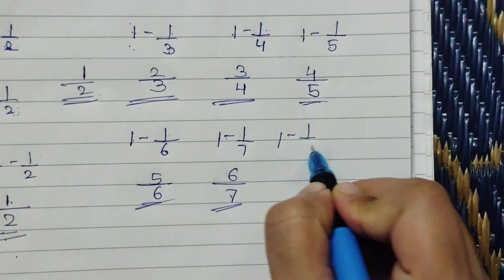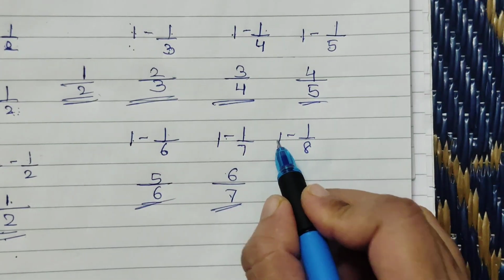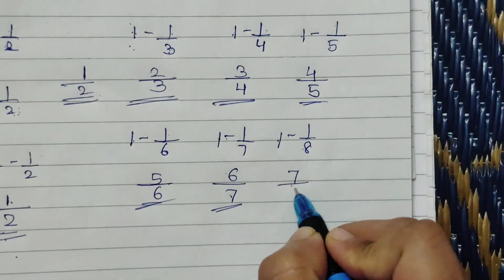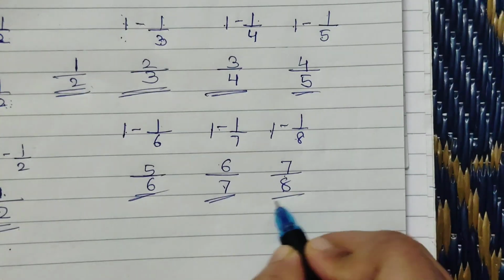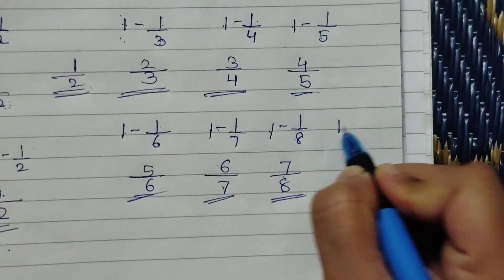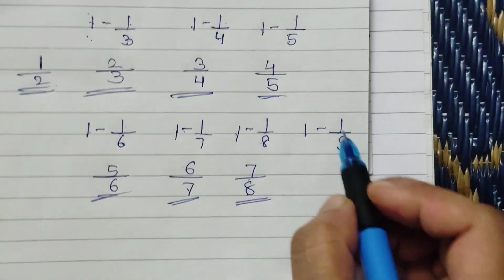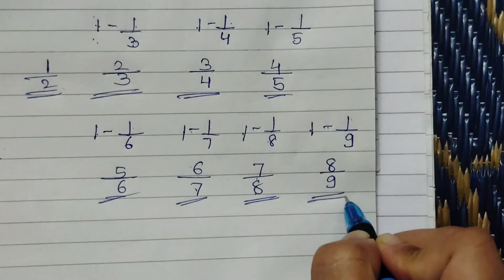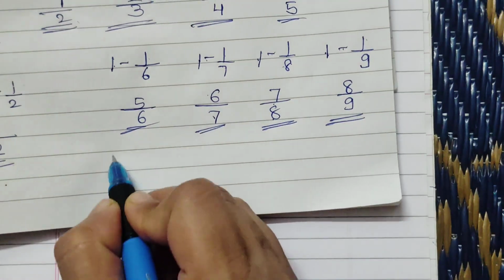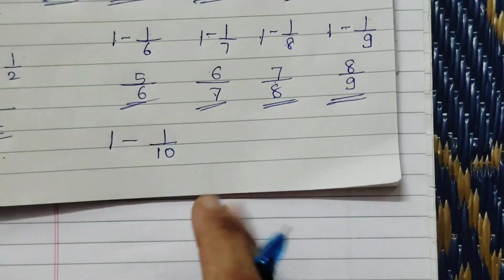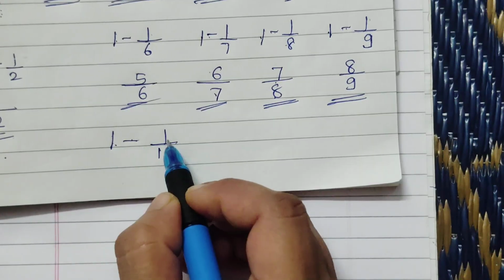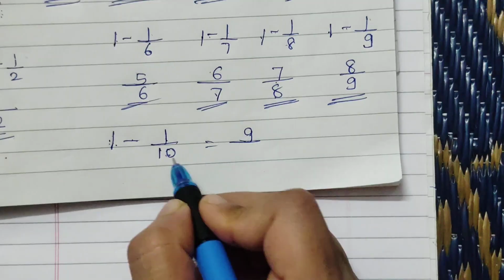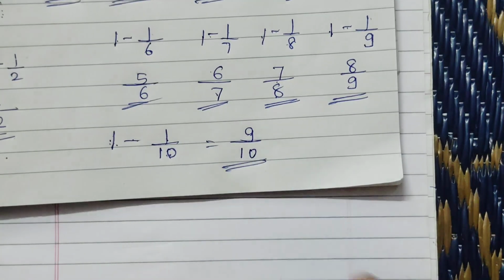Same for 1 minus 1 upon 8. 8 ones are 8, 8 minus 1, 7. 7 upon, the denominator we write 8, 7 upon 8. Then 1 minus 1 upon 9. 9 ones are 9, 9 minus 1, 8. And the denominator 9 we will write, 8 upon 9. And the last is 1 minus 1 upon 10. Again, 10 ones are 10, 10 minus 1 is what? 9. And the denominator we will write, 9 upon 10.